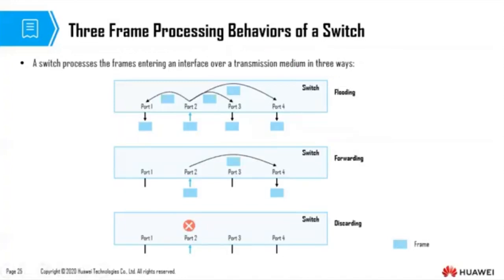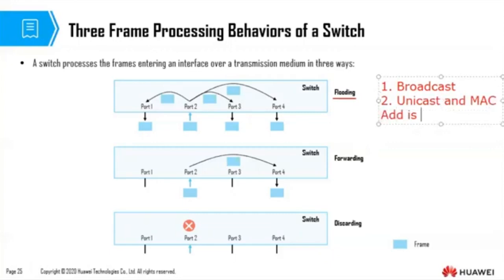So a switch can do one of 3 things to a frame that it receives. The very first thing it can do is flooding. A switch will flood frames in one of 2 instances. The first one, if it's a broadcast. Are we together? Number 2, if it's a unicast and the MAC address is not in my MAC table.